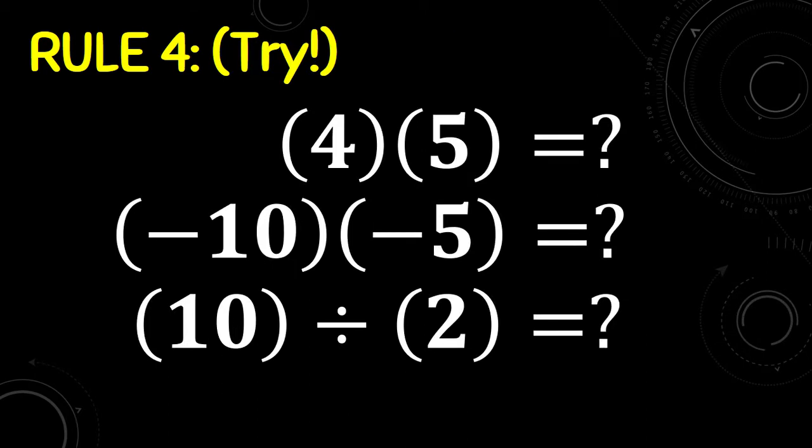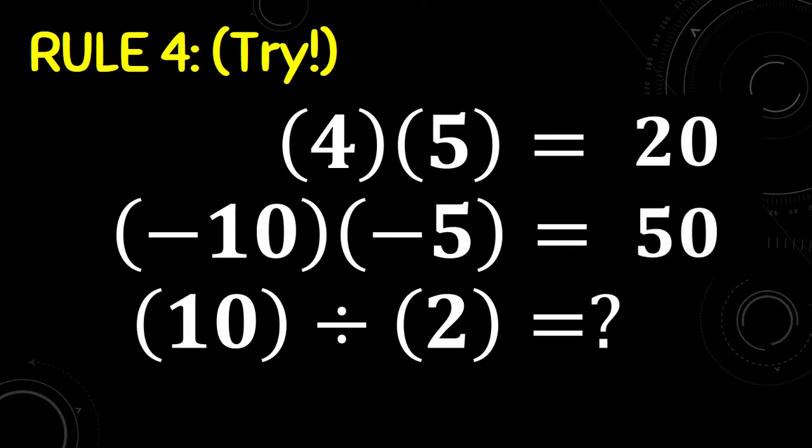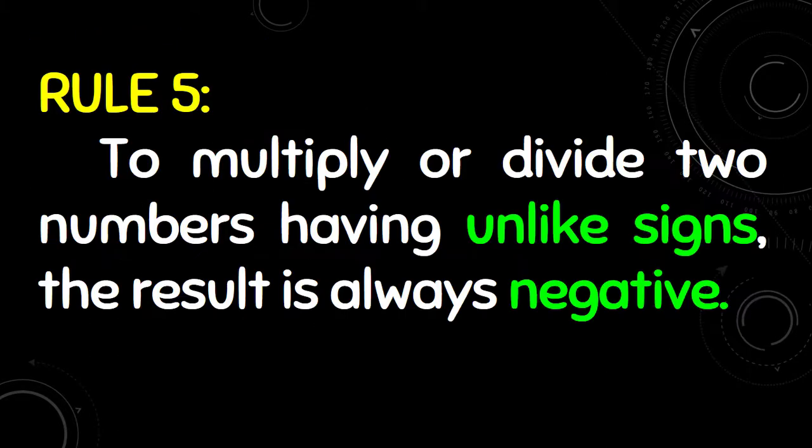We have here 4 times 5, that is positive times positive. The result is positive 20. Another example, we have here negative 10 times negative 5. The result is still positive 50. Positive 10 divided by positive 2, the result is positive 5.